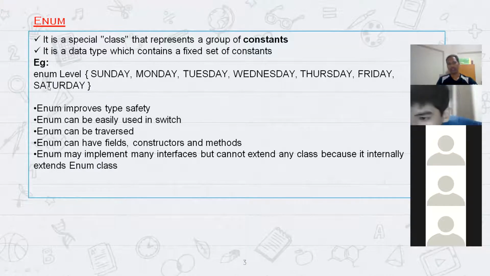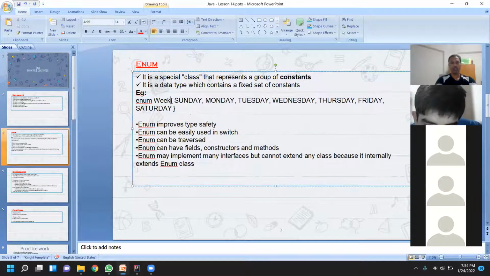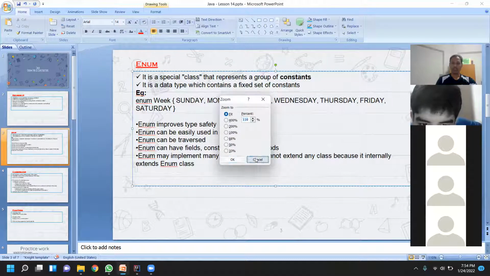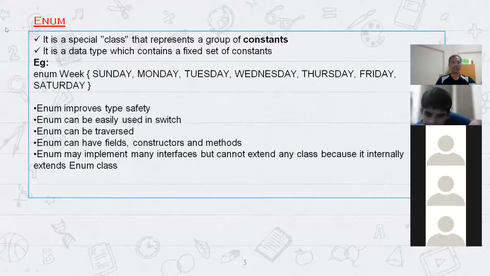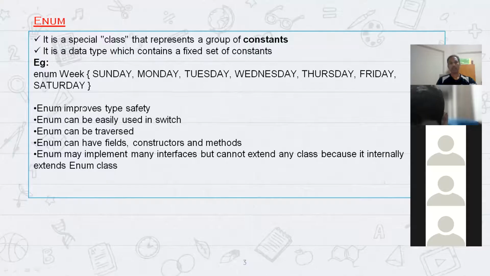So let's see how it is represented. You can see here enum, and here I mentioned it should be week. This is a week, right? A week contains Sunday, Monday, Tuesday, Wednesday, 7 days. So 7 days in a week. This is how we represent it in Java. Let's see how exactly we can write it in the program, this being a group of constants.